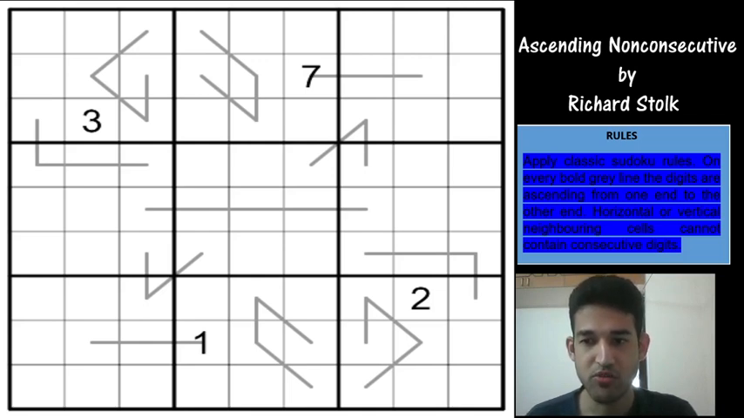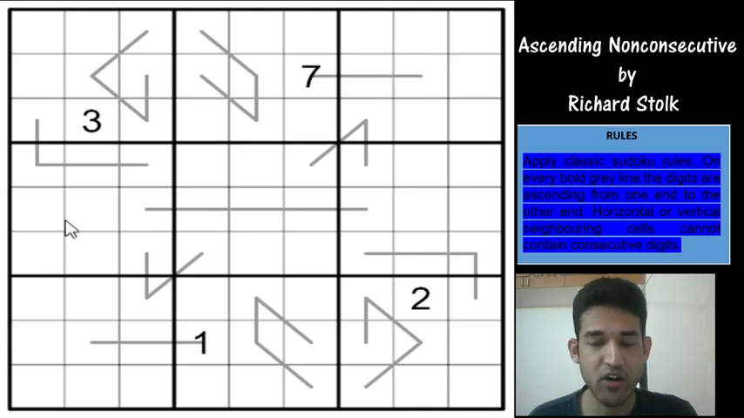So let us move on to the rules now. Classic rules apply. Each row, each column and each 3x3 box will have digits from 1 to 9 without any repetition, and then some grey lines are given in the grid, as you can see. On each of these grey lines, starting from one end, we don't know which end, the digits will be strictly increasing till it reaches the other end. It's up to the solver to determine which end takes the lowermost digit and which end takes the highermost digit.